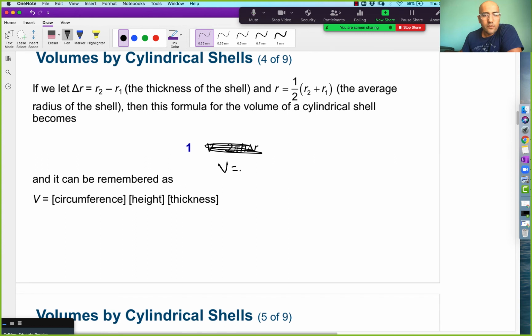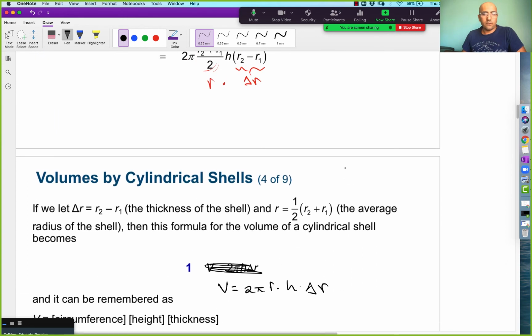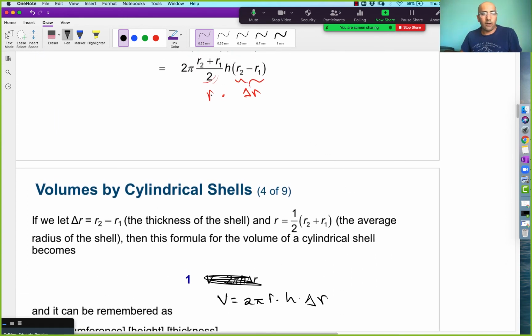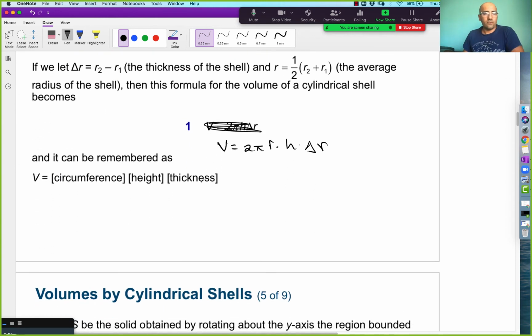The volume is equal to 2 pi times R times H times delta R. Okay? And that comes from here. So 2 pi R times H times delta R. Good. Questions? Which becomes the circumference times the height times the thickness.